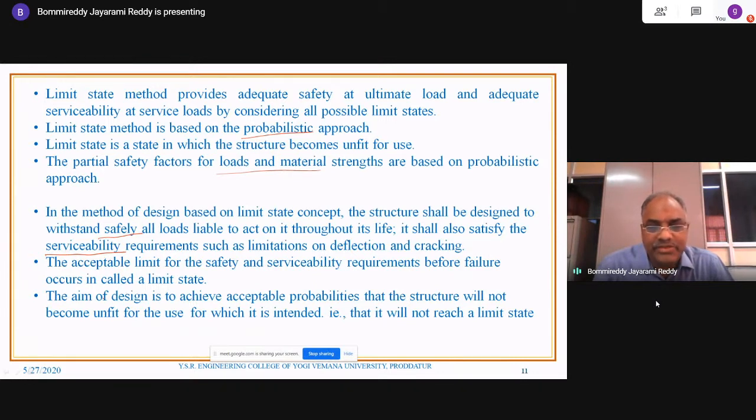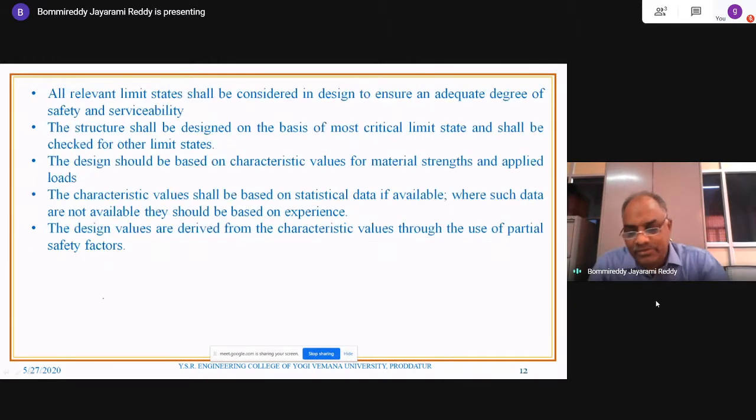The aim of the design is to achieve acceptable probabilities that the structure will not become unfit for the use for which it is intended. So that means the structure should be capable of resisting the loads till the collapse condition. All the limit states shall be considered in the design to ensure an adequate degree of safety and serviceability. All limit states means there are several limit states already outlined.